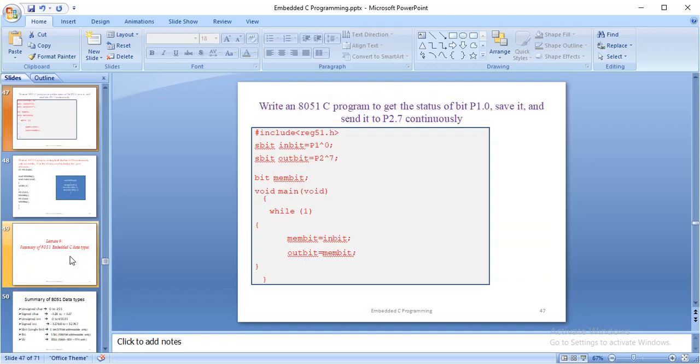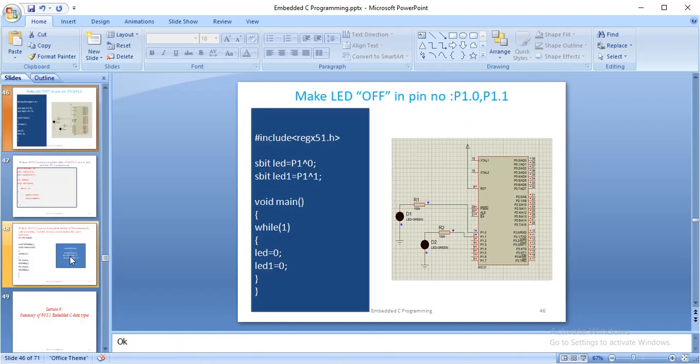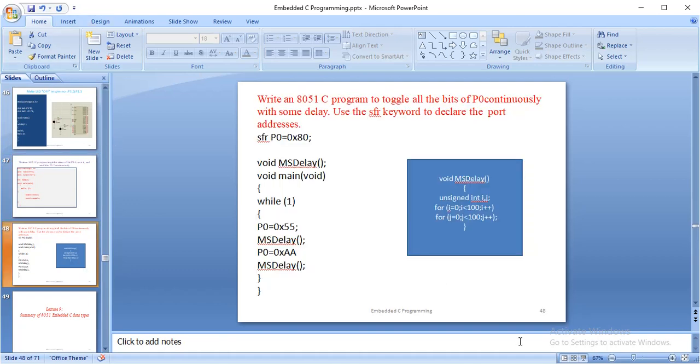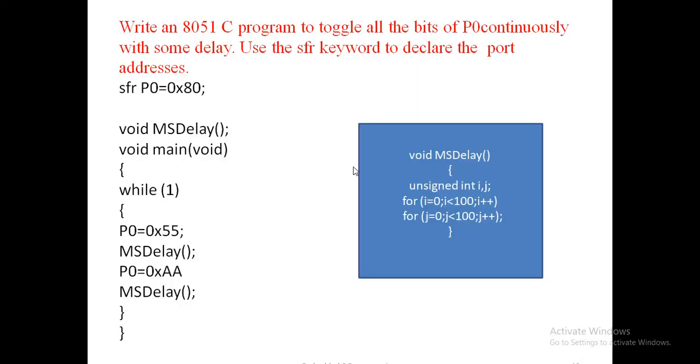The third and last data type of 8051 is SFR. Write a C program to toggle all the bits of port 0 continuously with some delay. Use the SFR keyword to declare port 0.